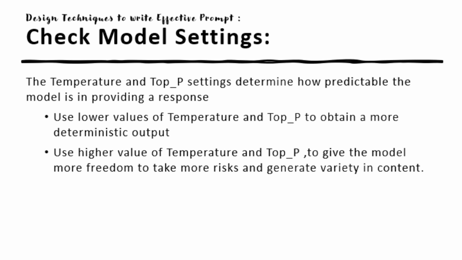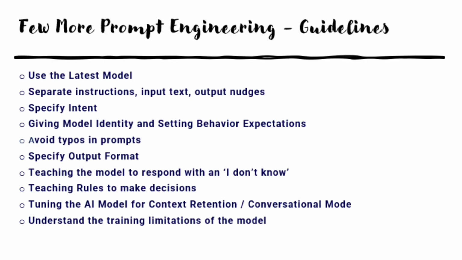Next, there are some more guidelines, like using the latest models, specifying the intent, giving instructions and input text, output nudges, and giving the model an identity or behavior, as I told you. Next, avoid typos in prompts. If there are typing mistakes or any incomprehensible code in your prompt, the system is not able to understand and cannot give you correct results. You can also specify the output format, whether you want it in this language, this model, or this tone.